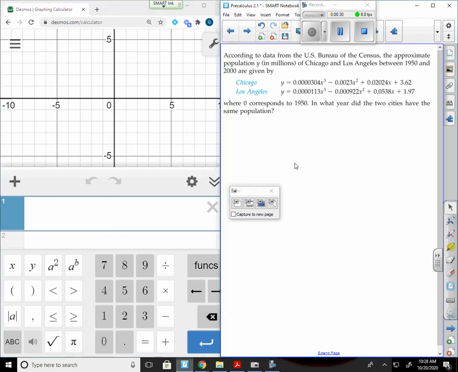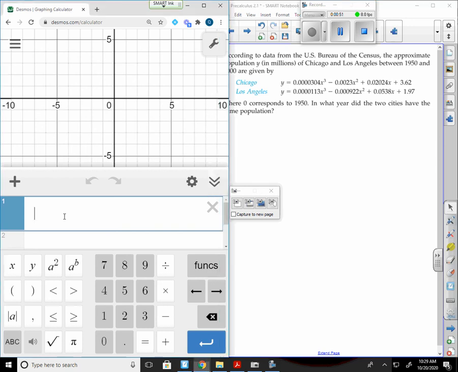Now, it says, according to data from the U.S. Bureau of the Census, the approximate population Y in millions of Chicago and Los Angeles between 1950 and 2000 are given by the following formulas, where 0 corresponds to 1950. And what year did the two cities have the same population? So what we're going to do is enter these equations into Desmos.